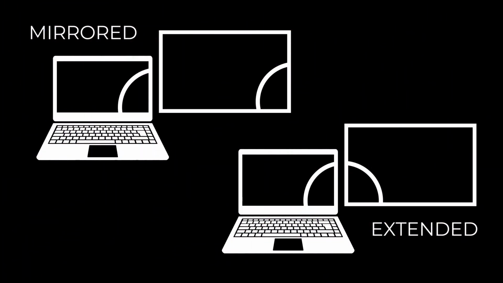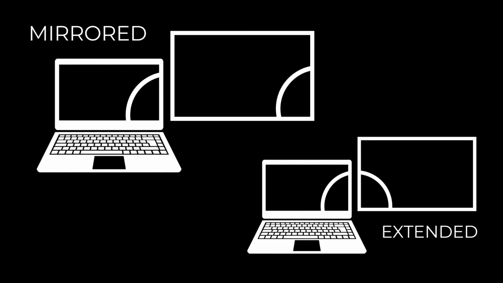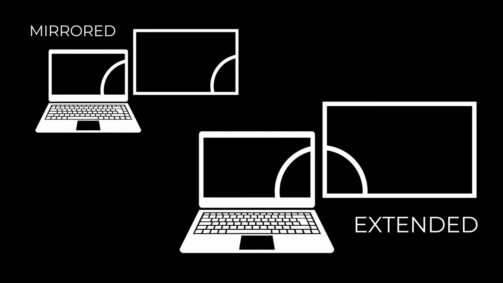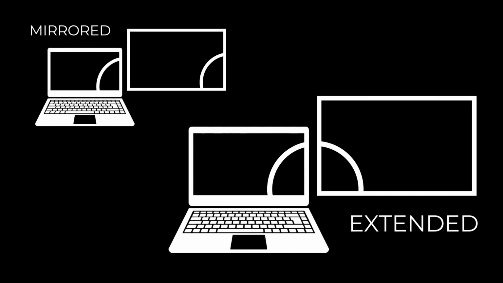Broadly speaking, there are two display modes a projector can use. The first is mirrored display mode, and in this mode, the projector will output a duplicate of your computer screen. You might use this mode if you were giving a presentation, for example. The second is extended display mode. This mode treats the projector as an additional secondary display. This is the mode we want to use when we're projection mapping.